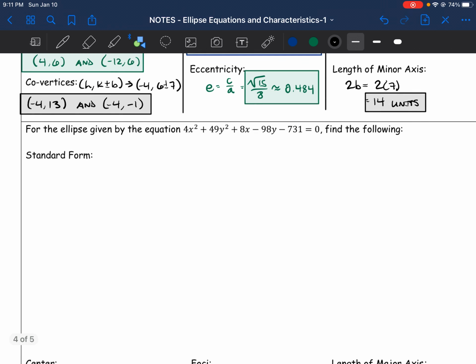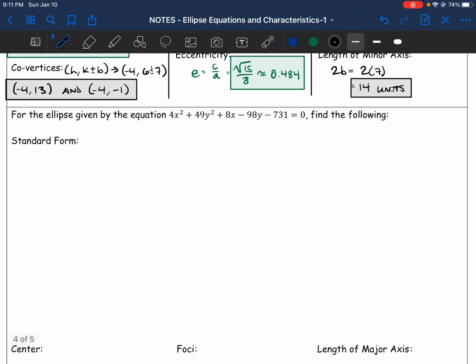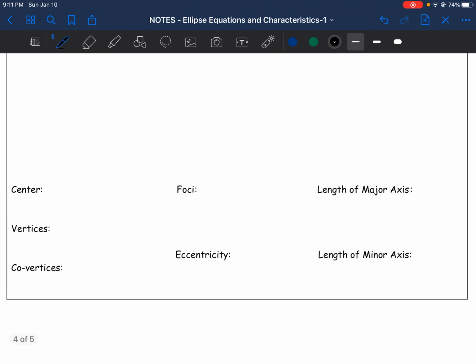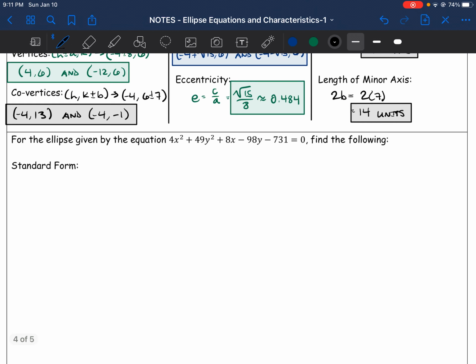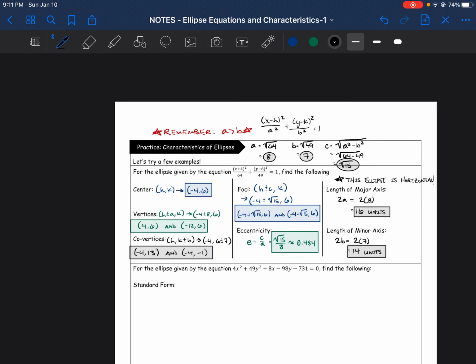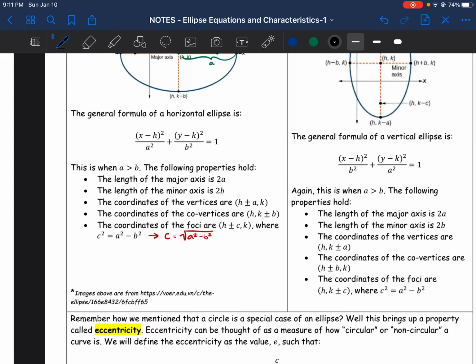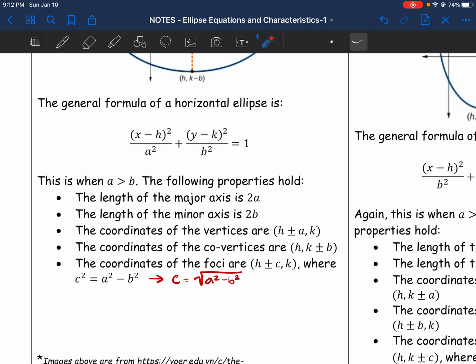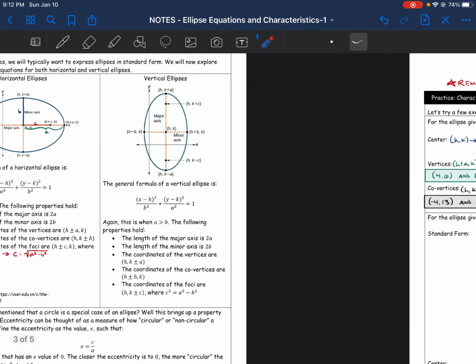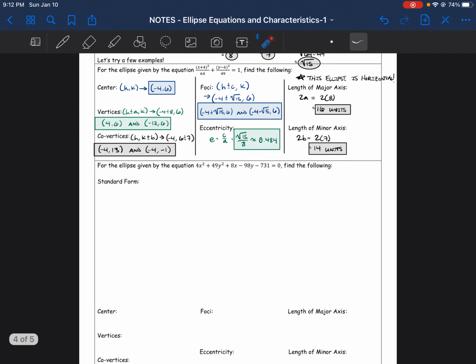So let's look at an example that takes the difficulty up a little bit now. This time, we're going to look at an ellipse, but given in general form, given the general equation. And what we're going to have to do in order to find all this nice information is have the standard equation. Because if we look at the page before this, all these nice little formulas to calculate the different key characteristics of the ellipses only apply when we're looking at the standard equation of the ellipse.